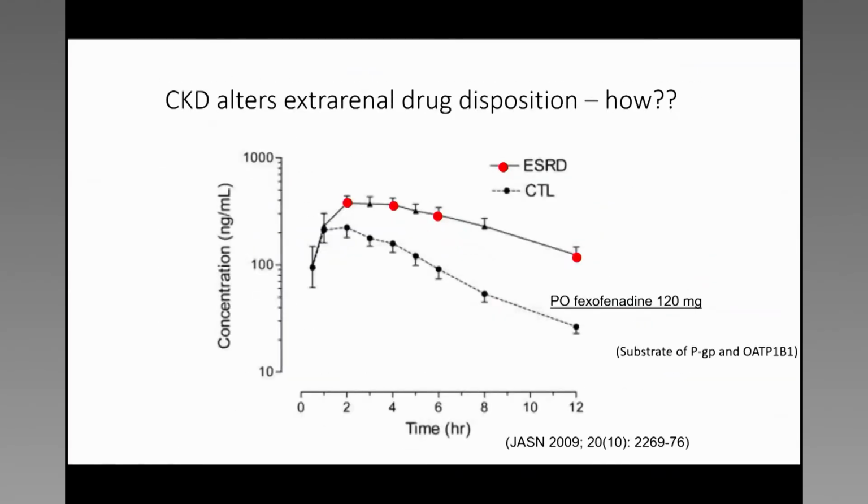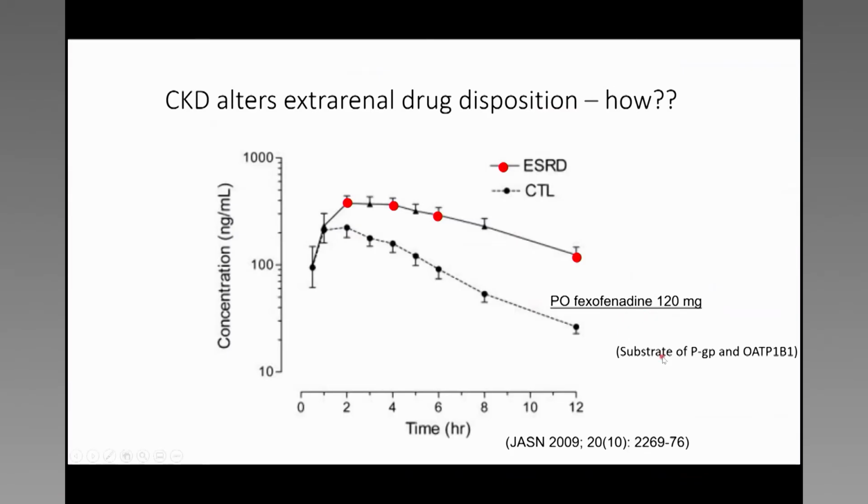Well, that's enzymes. What about other drugs or other processes? This is looking at the disposition of fexofenadine, the antihistamine, in patients who are either without any kidney function or with end-stage renal disease or end-stage kidney disease. And we can see here that there are changes also with fexofenadine. What are the pharmacokinetics of fexofenadine?